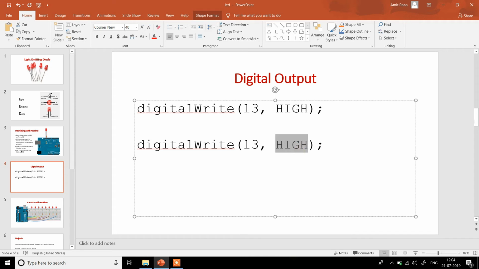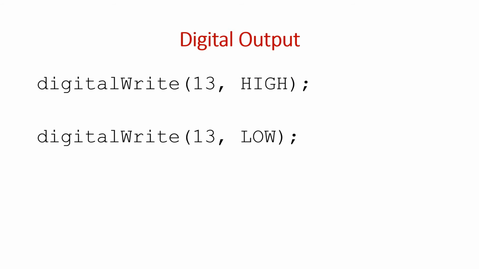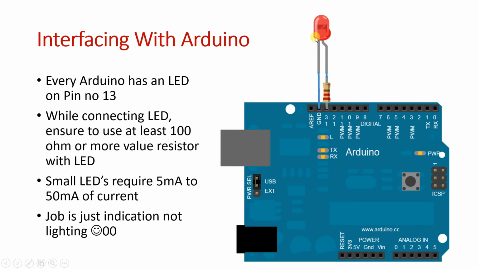As we have discussed before also, Arduino has a particular LED on its pin number 13 by default. So you don't need to connect this kind of external LED to experiment with pin 13. There is a built-in LED on pin number 13.